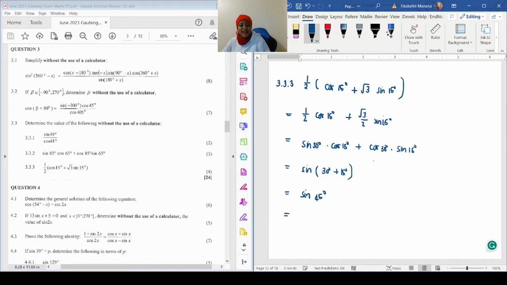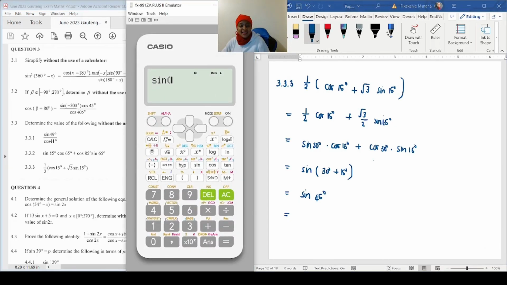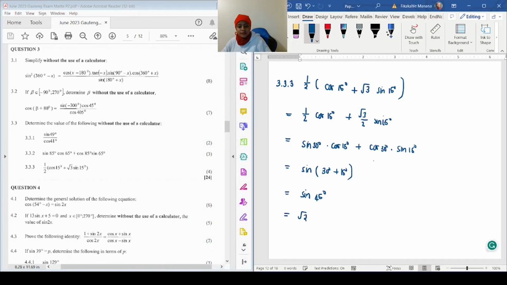And sine 45, I think it's what? Is it 1? No, that's tan 45. So sine 45 is 1 over root 2. Yeah. Sine 45, 1 over root 2, which is root 2 over 2. Okay? For those who don't believe me, 1 over root 2 is root 2 over 2. Alrighty, and we are done with question 3.